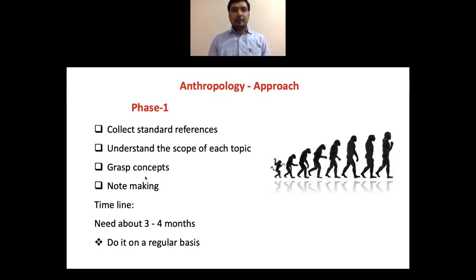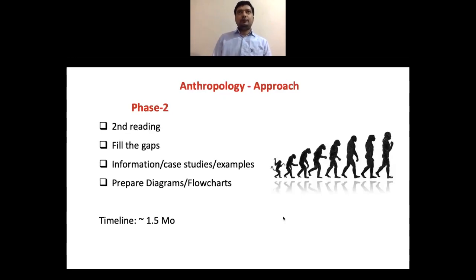Depending on how much time commitment you have, and whether you're working while preparing for the exam, you may need roughly 3 to 4 months. This has to be done as soon as you choose the anthropology option, and make sure you do it on a regular basis. Let's say you take a one-week break. You will go back by at least a few days, because it takes time to recapture the information and come back to the same speed. So make sure to do it regularly. This is phase one, which should be the first phase.